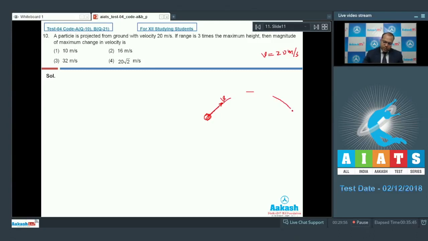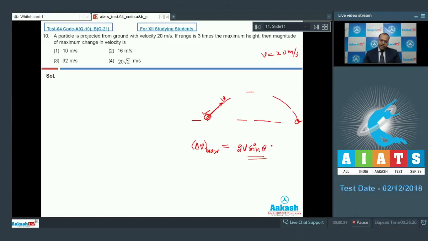So this is the projectile. Now the question is maximum change in velocity. So we have to calculate the maximum value of delta v. Since the horizontal component of the velocity will remain constant as no external force is acting in the horizontal direction, the maximum change in the vertical direction comes from this point to this point. So it is equal to 2v sine theta.